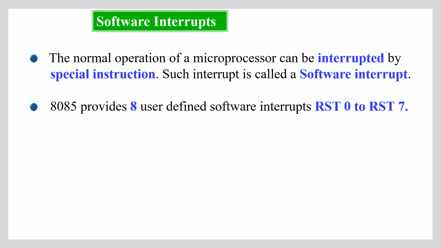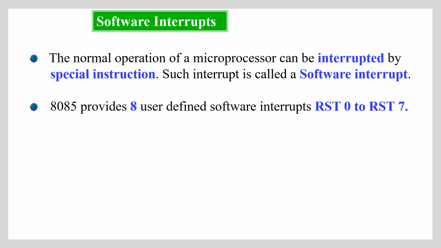The microprocessor 8085 has two types of interrupts: software interrupt and hardware interrupt. We have seen hardware interrupts in detail. There are 5 hardware interrupts: TRAP, RST 7.5, RST 6.5, RST 5.5 and INTR.